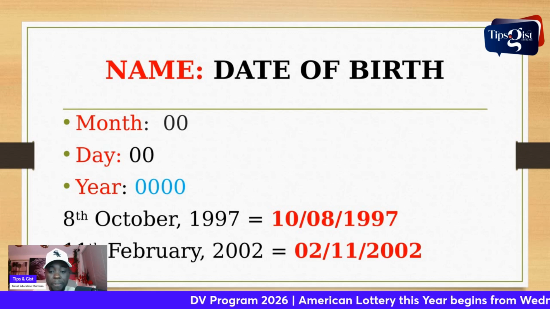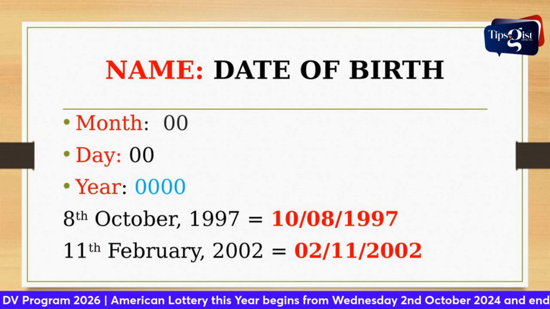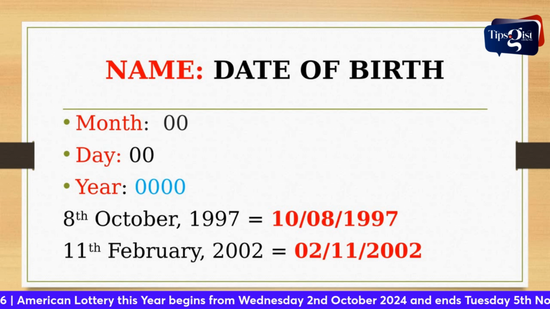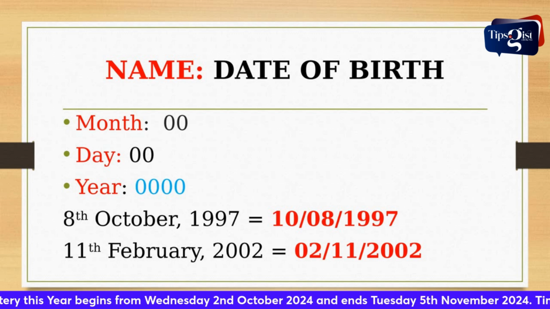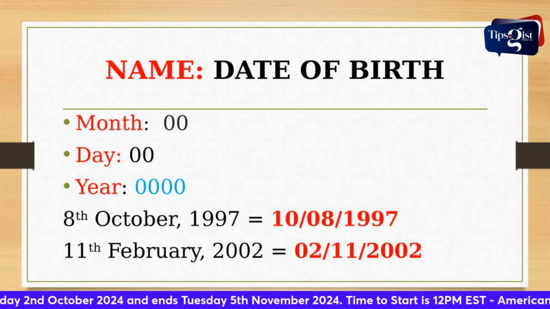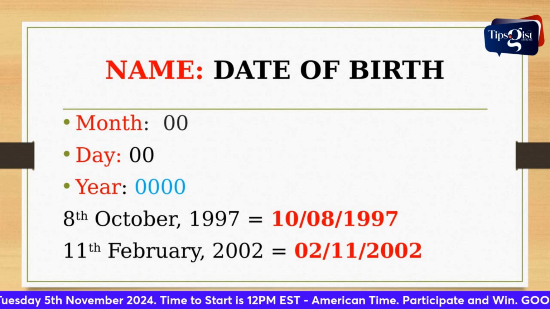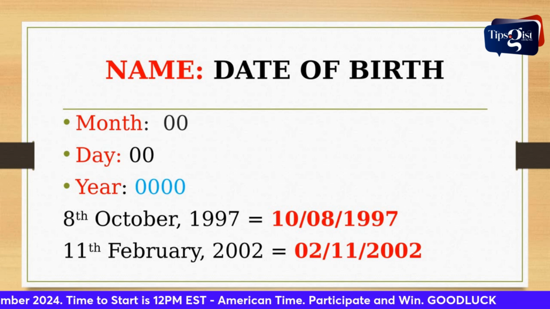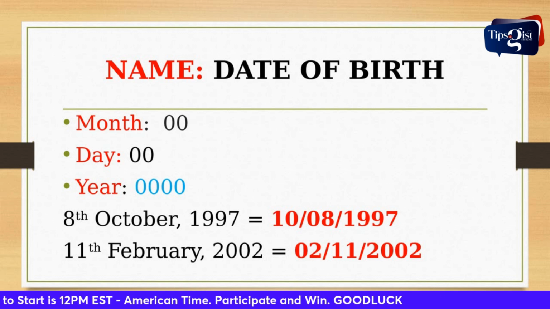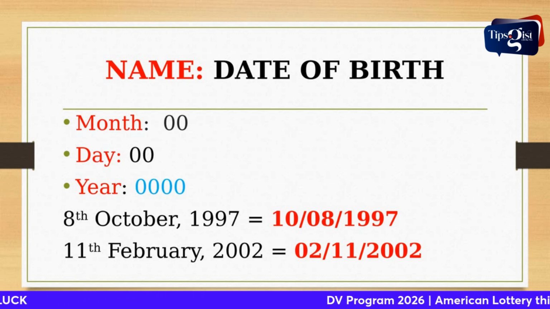Now, this is an example. You can see 8th October, 1997. It is written 10 because October is the 10th month. So 10 first, then 8th goes in the middle, 08, then 1997 follows. Another example is 11th February, 2002. So February being the second month comes first. So 02. Then the middle is 11th, then 2002 follows.